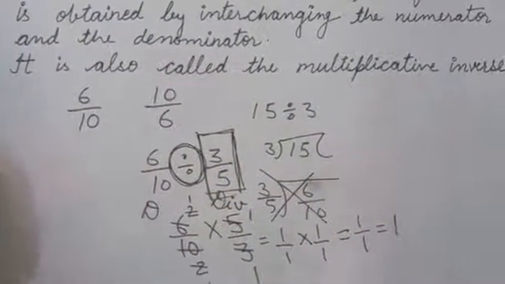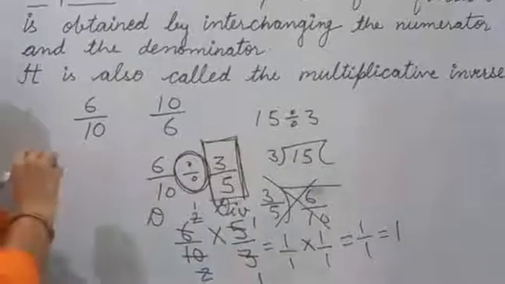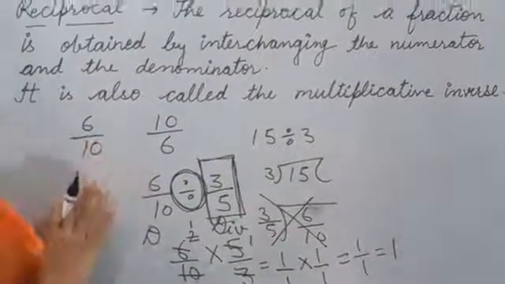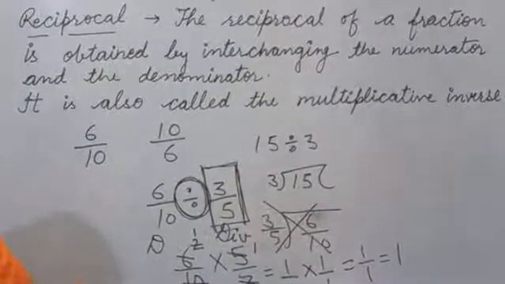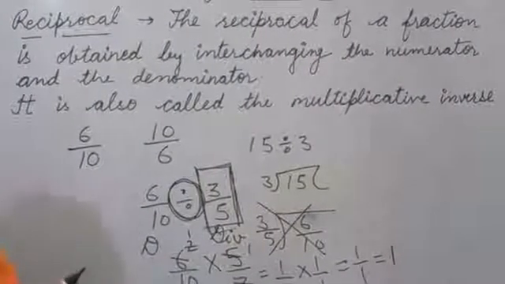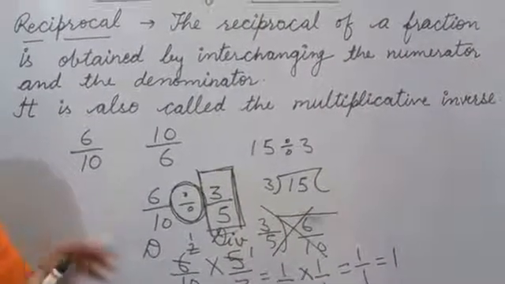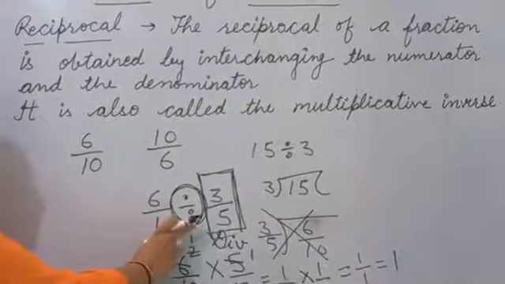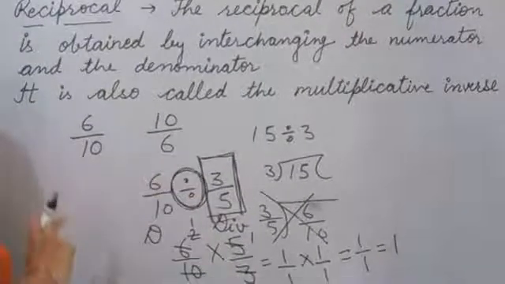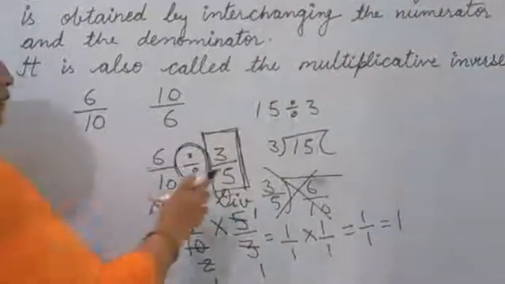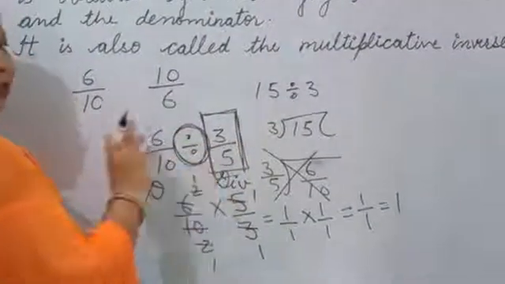So like this we will do. Okay. So firstly you understand what is reciprocal: interchanging numerator and denominator. Where do we require it? For division. We change the division symbol into multiplication and then we make a reciprocal. After the division symbol, whichever fraction we have, its reciprocal we will take.